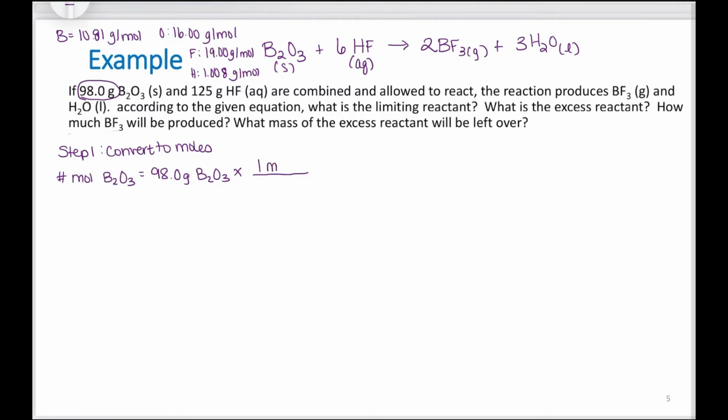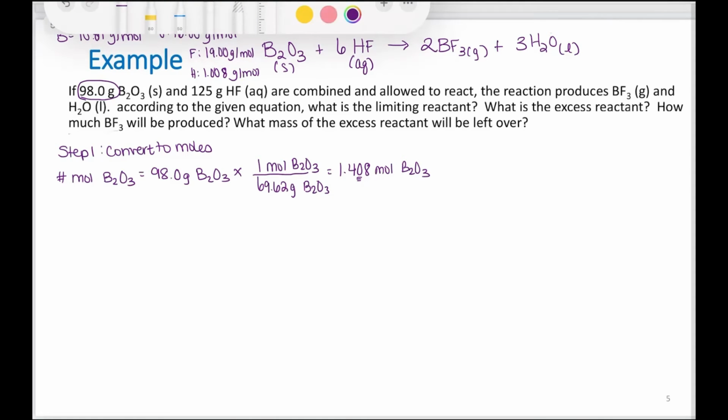So to convert to moles, I'm going to multiply this by 1 mole of B2O3, and I add up the molar mass, and I find the molar mass to be 69.62 grams of B2O3. When I do this calculation, I find the answer to be 1.408 moles of B2O3. Note, I did keep an extra sig fig here just to make sure I don't mess up the calculation at all. I don't want to create round-off error where it shouldn't be.